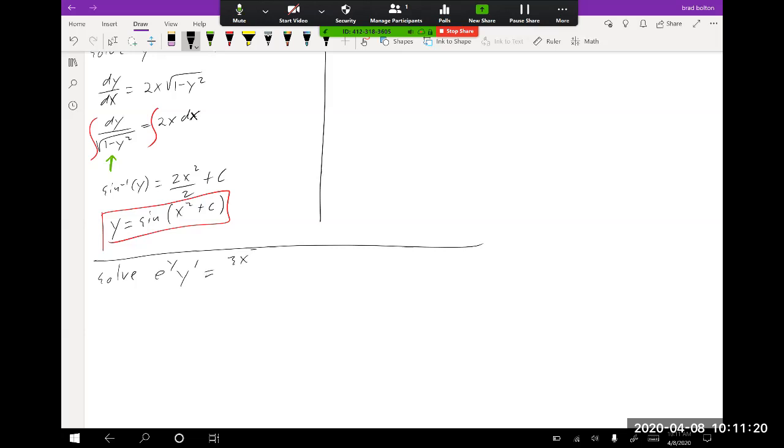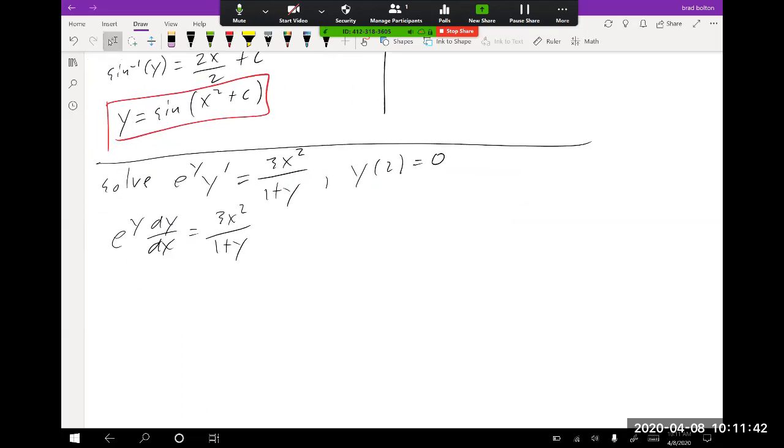Equals 3x squared over 1 plus y. We're going to give an initial condition on this one: y of 2 is equal to 0. So let's see here. This is going to be e to the y dy dx is equal to 3x squared over 1 plus y.